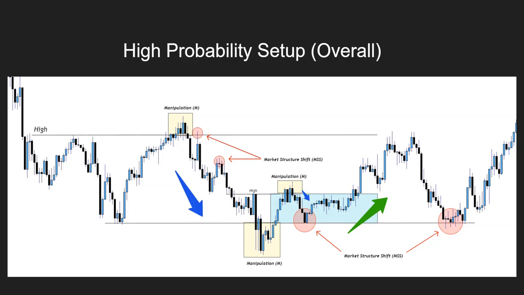The problem is a lot of individuals don't know how to sit back and wait for this. As you see the manipulation happen, clear as day, and then you see this failed to break the low, so that's the market structure shift, and it ran up. And this right here confirmed that as well. It failed to break that low and it ran up again. And even if we take a look at this on a lower time frame, this will end up being a high probability trade as well. So that's how high probability setups pretty much look.